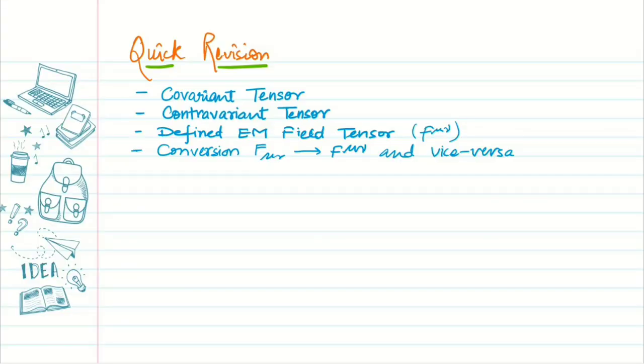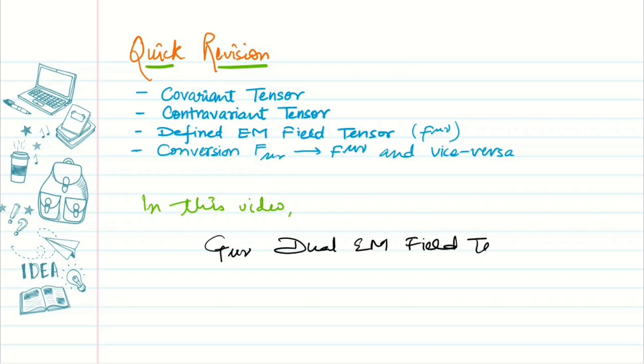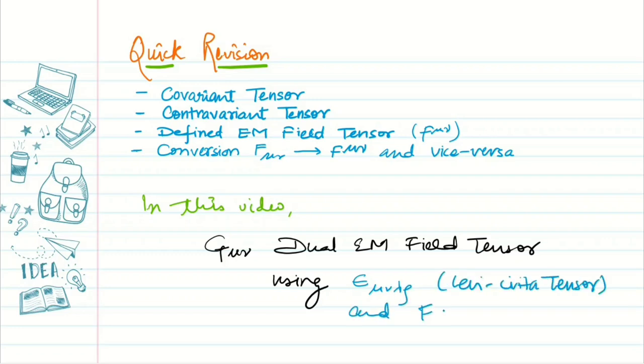So let's take a quick look at what we did in the last video. In the previous video we learned about covariant and contravariant tensors, and then we defined the EM field tensor F mu nu, and we saw the conversion from covariant to contravariant and vice versa. In this video we will be deriving G mu nu, the dual EM field tensor, using epsilon mu nu lambda rho, the Levi-Civita tensor, and F mu nu, the EM field tensor.